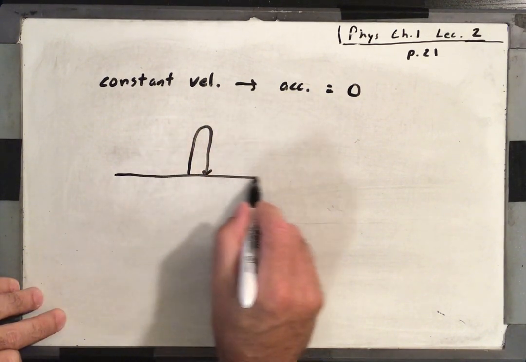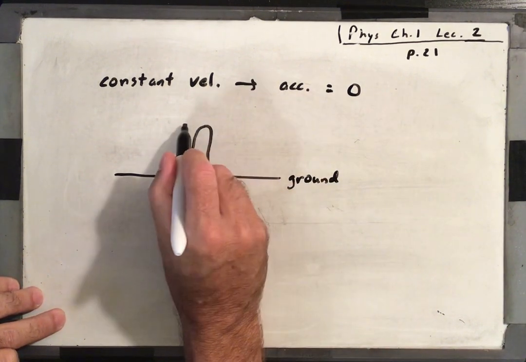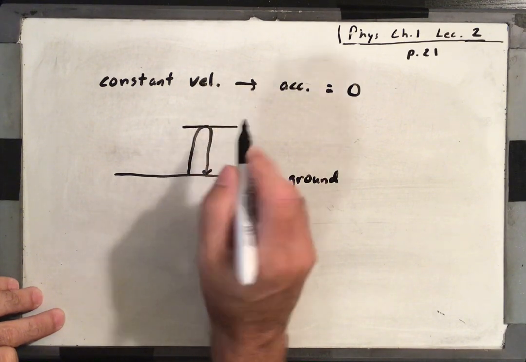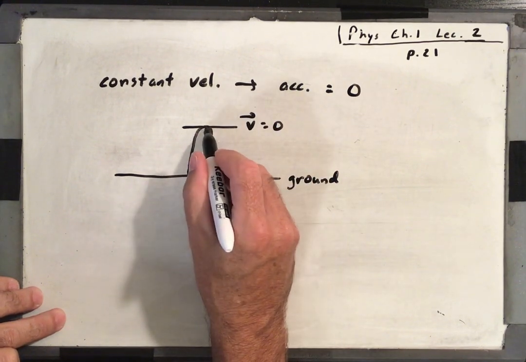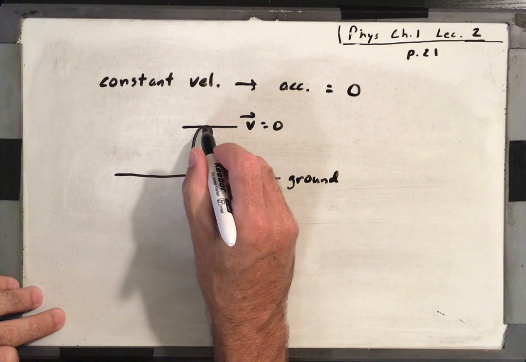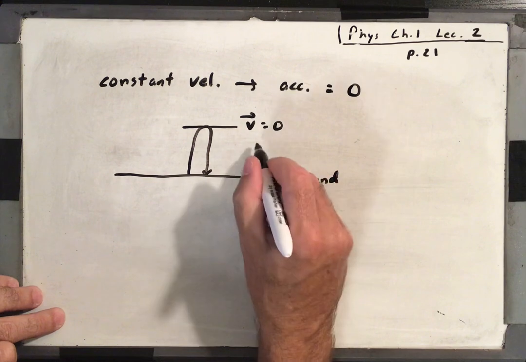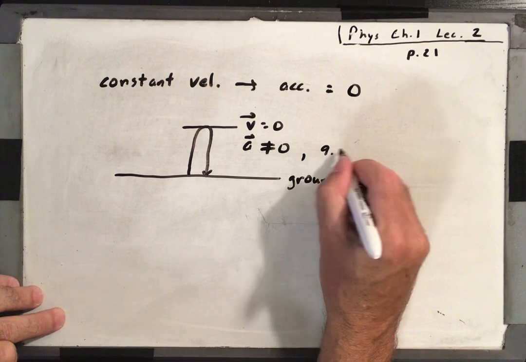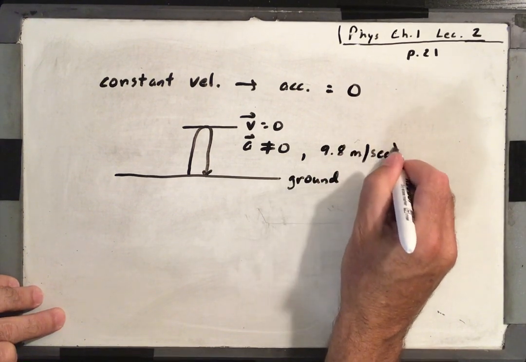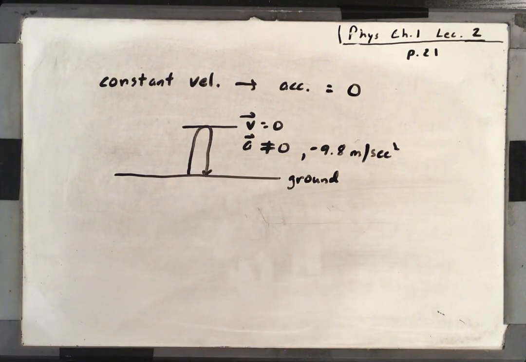So this is the ground. At this point right here at the top, velocity is 0 momentarily. But the acceleration is still occurring because it's accelerating due to gravity. We'll talk about gravity next chapter. But acceleration does not equal 0 there. It actually is equal to 9.8 meters per second squared. It's actually negative because it's going down, because that's the acceleration due to gravity. So just be careful with that.